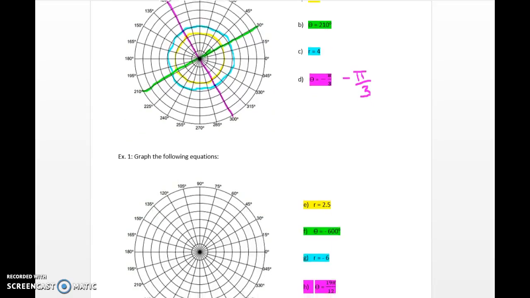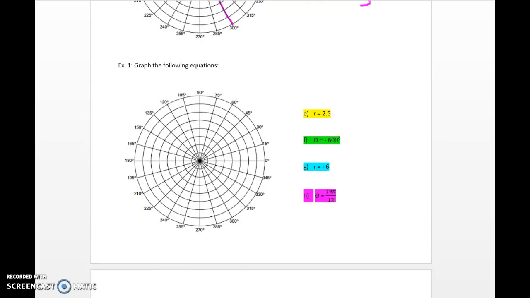So now let's have you try this first example. Pause the video, graph it, and then check back in once you're done to see if you were right. I'm going to continue with this. So if we're looking at A, r equals 2.5. So 2.5 is halfway between 2 and 3. So it's somewhere in the middle here. And it's a circle.